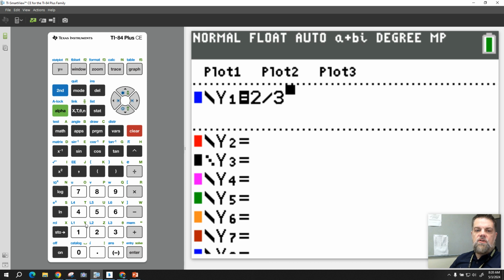So what we need to do is make sure that we put our fraction in parentheses, because then the calculator looks at it and goes, what am I raising to the x? Oh, the stuff in parentheses. What's in the parentheses? 2/3. The calculator doesn't know, so we have to tell it.